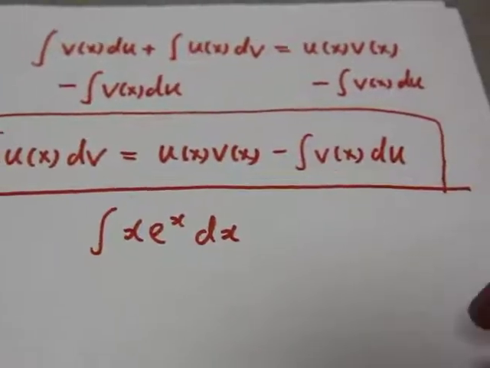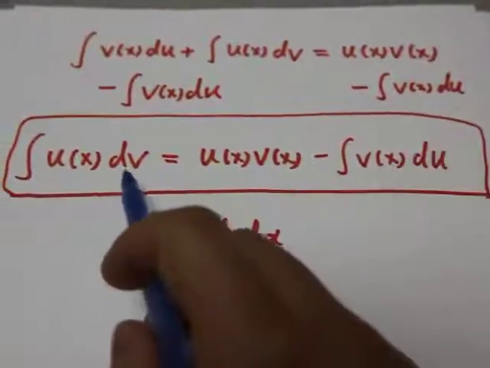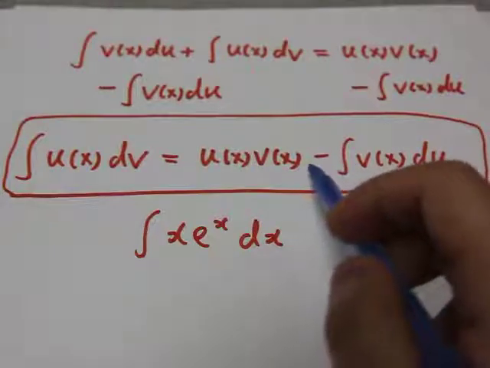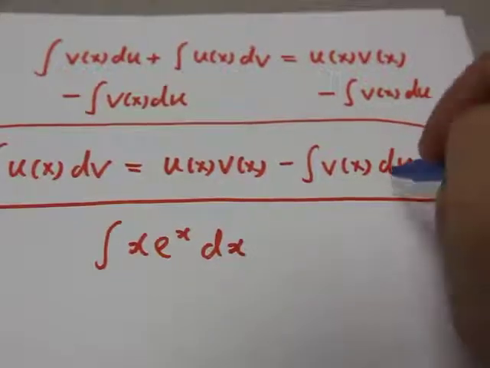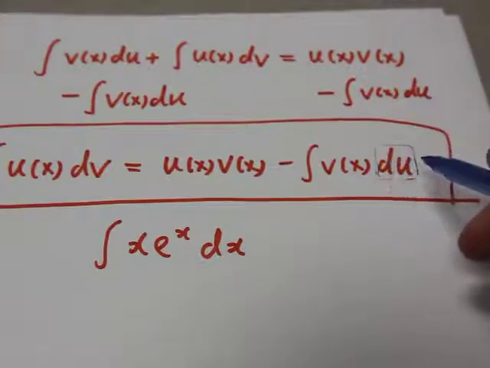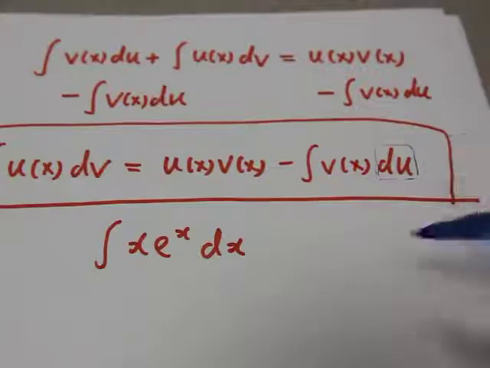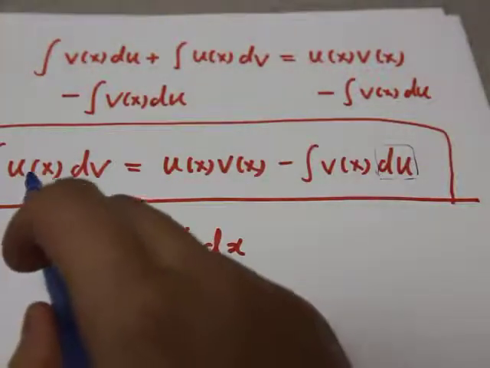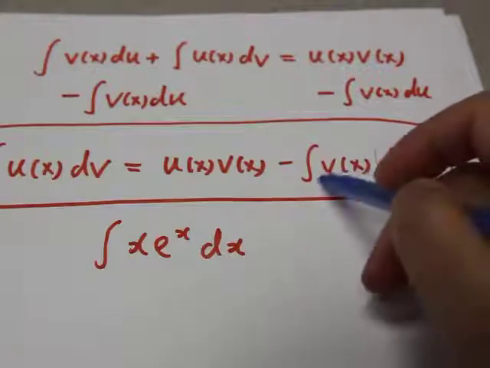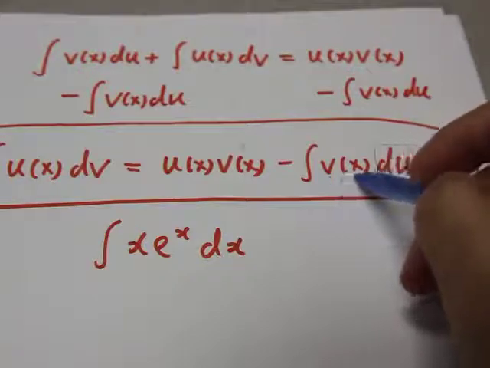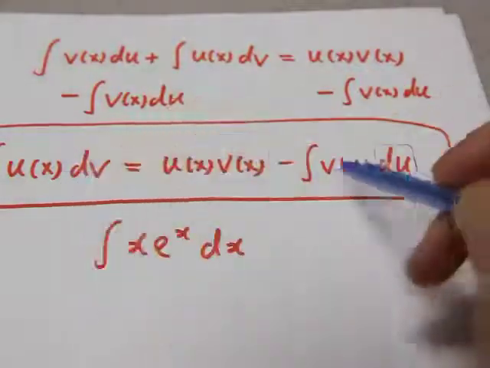Okay, so the idea is, if you look at the right hand side, later on you have to figure out the du, right? To figure out the du means you're going to differentiate the u(x). You're going to differentiate the u(x) you determine here, and over here you're going to integrate the dv to find the v(x).